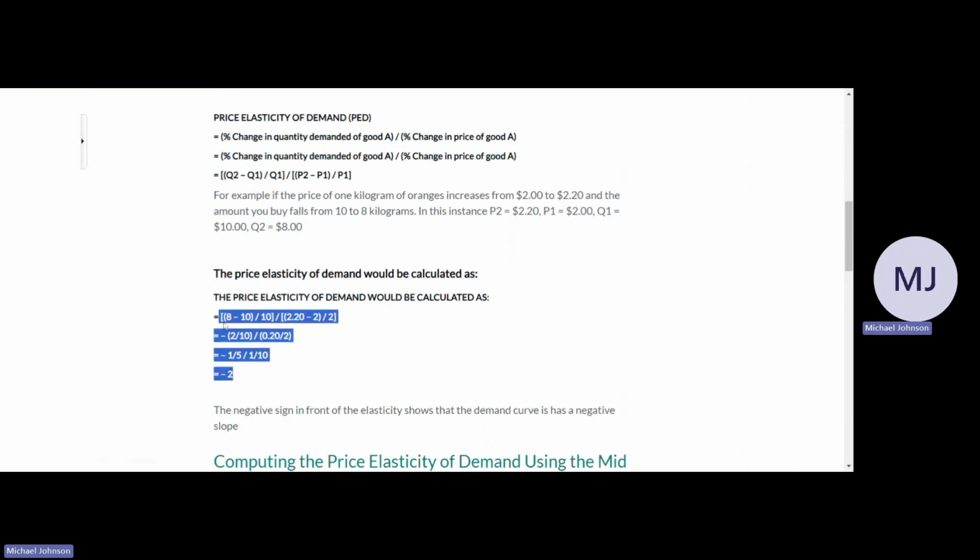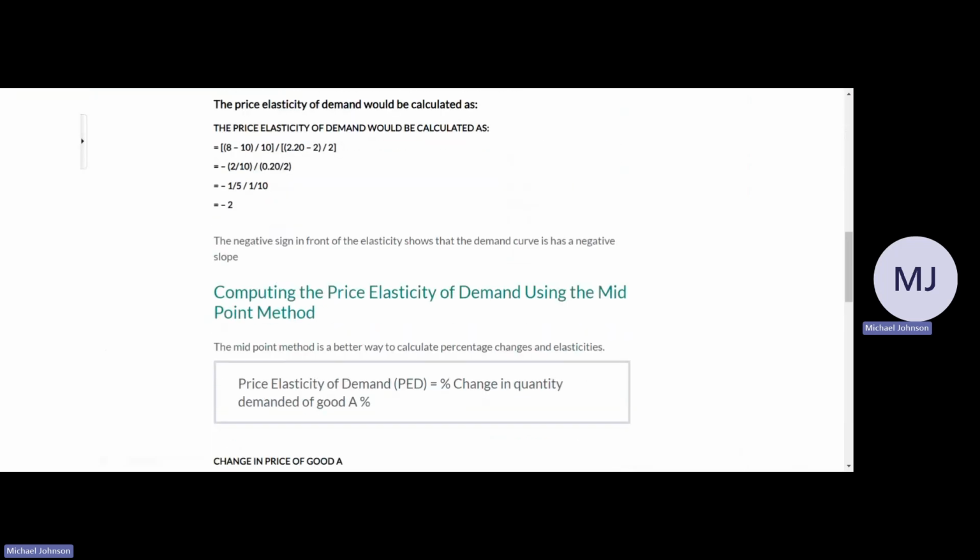You can also calculate it with the midpoint method. That's a lot more reliable of a way to do it. So instead of putting this on the bottom here, you would put the midpoint of these two numbers. In this case, it would be 9. You put 9 down here because the midpoint of 8 and 10 is 9. And then for this number, you would switch it to the midpoint of these two numbers, which is 2.10. So that's the midpoint, and you just put it down here. And that's a way more reliable measure than the percentage method.